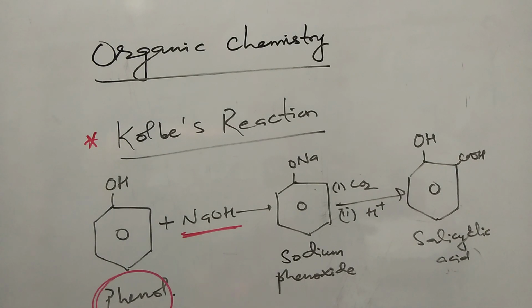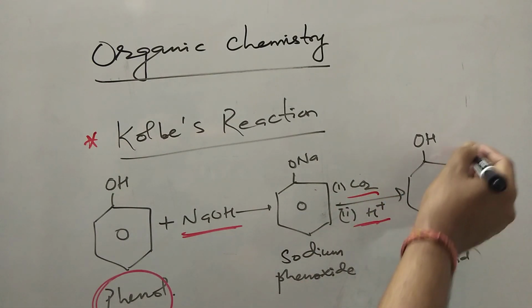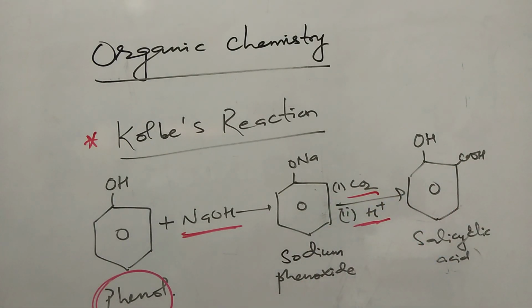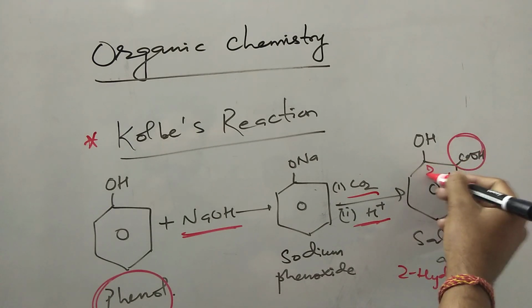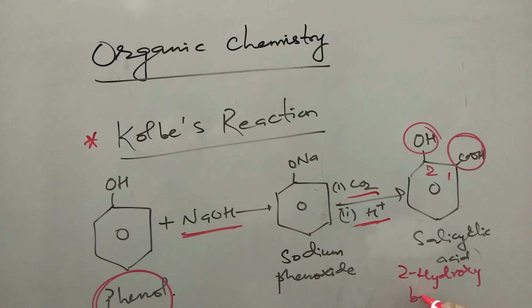Sodium phenoxide when treated with carbon dioxide in presence of proton will form salicylic acid, also called 2-hydroxybenzoic acid. 2-hydroxy benzoic, because priority is given to COOH, so this becomes 2, so it is 2-hydroxybenzoic acid. So it is also called salicylic acid. This reaction is called Kolbe reaction.